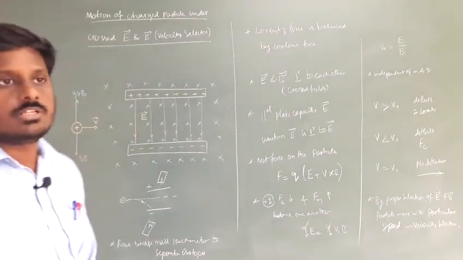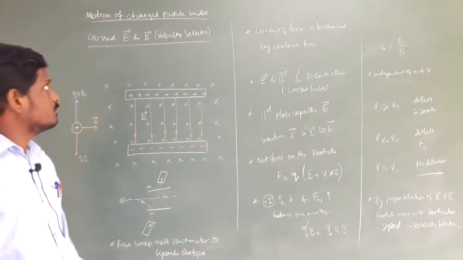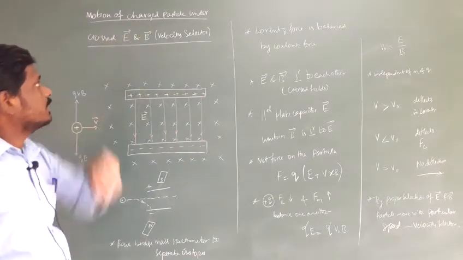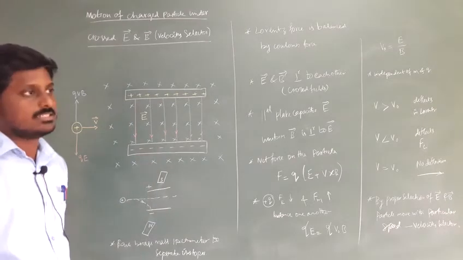Good morning students, 12th standard physics, lesson 3 magnetism. In this class we are going to discuss the motion of a charged particle under crossed electric field and magnetic field. It is also called a velocity selector.